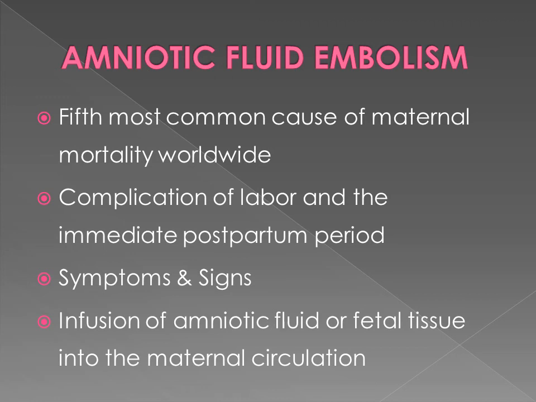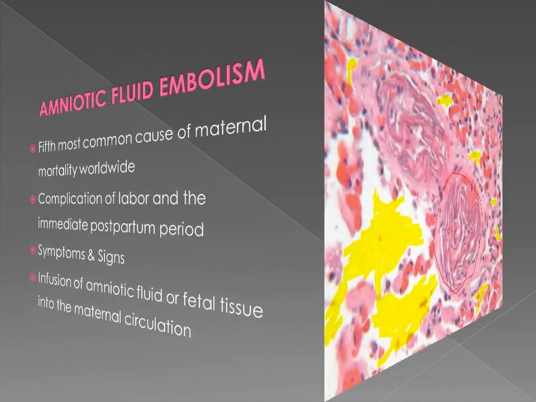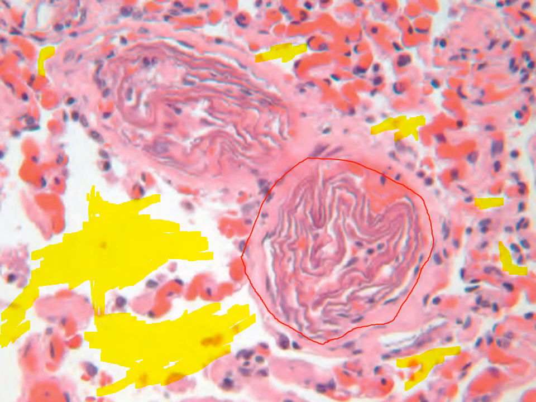In the next slide, I'll show you the microscopic picture of amniotic fluid embolism. So this is the microscopic picture of the amniotic fluid embolism. You can see a blood vessel encircled by red ink, and this blood vessel is choked by squamous cells. All these laminated structures are the squamous cells that are filling the blood vessels. There are two blood vessels seen in this picture, and both of them are choked by these squamous epithelial cells.